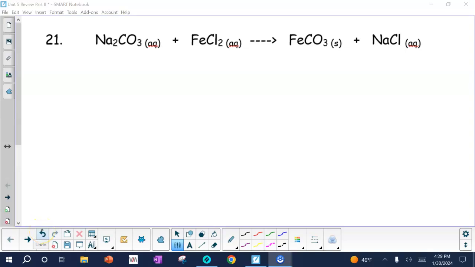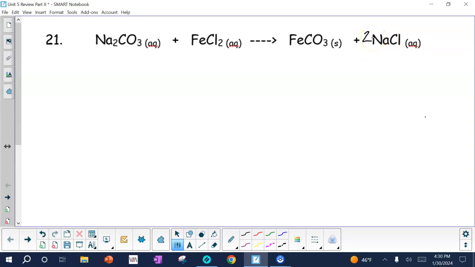All right, for 21 through 25, we are writing the balanced formula equation, and then we're going to do a complete ionic, net ionic, and identify any spectator ions. So the first thing we have to do with this one, we already have the products, so we have to balance. 2 sodium, put a 2 here, that balances the sodium. It also balances the chlorine.